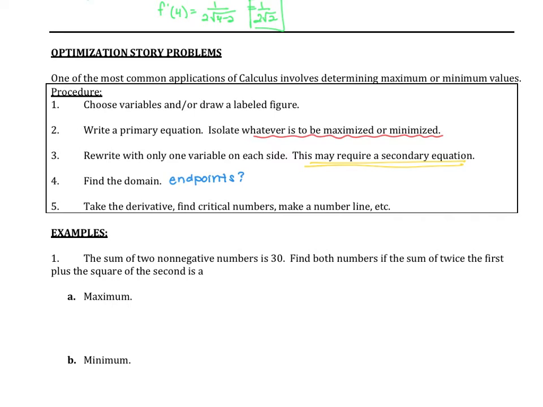Then we're going to take the derivative, find the critical numbers, and make a number line, etc., and go through the rest, the same steps we've been doing to find our maximum or minimum of just general functions. Pretty straightforward. So let's look at an example.